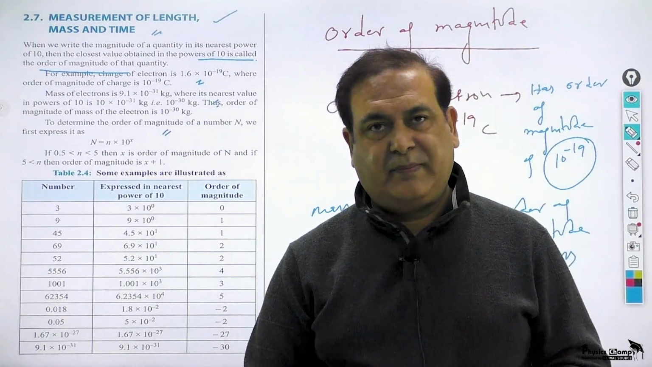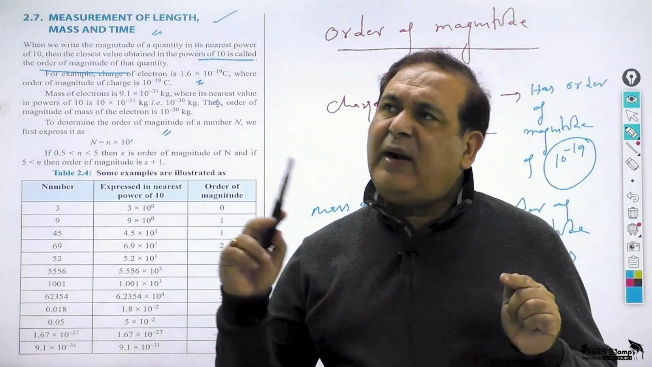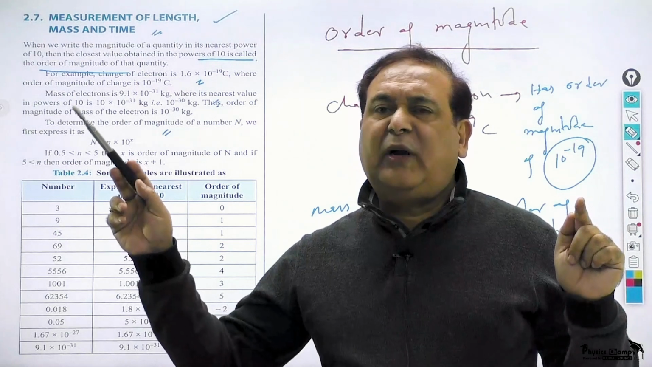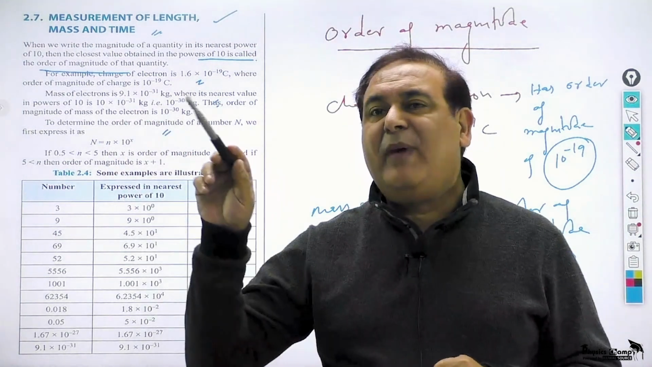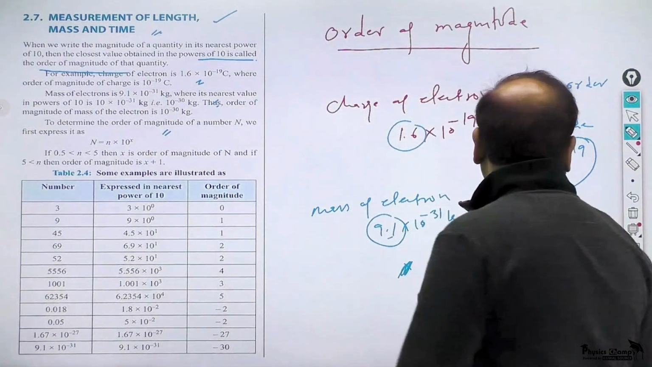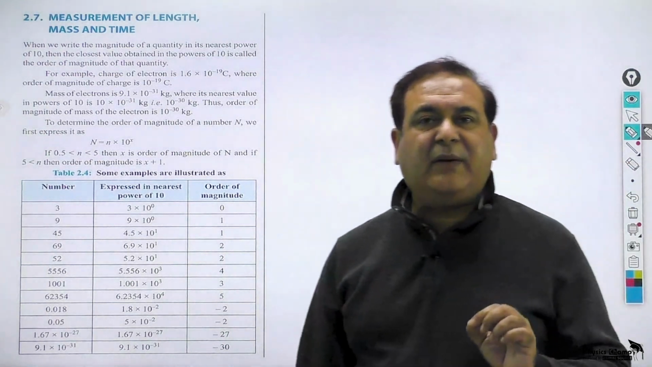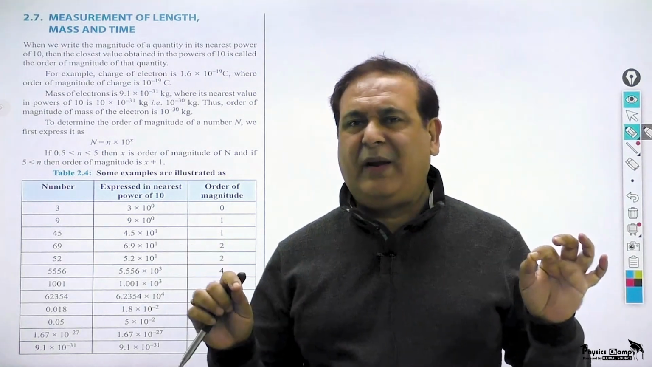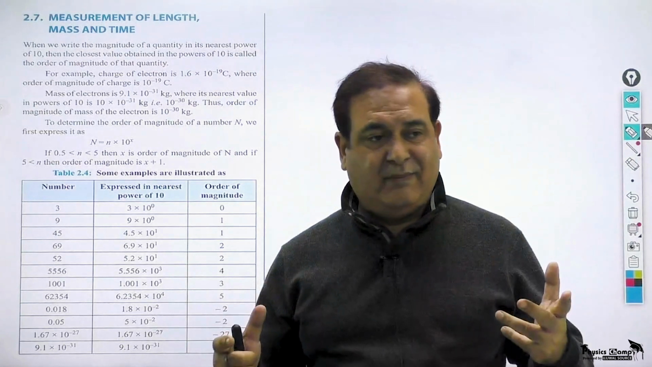For example, if I say the distance between Earth and the Sun is say 1.66 into 10 to the power 11 meter, so the order of magnitude I'll say is 10 to the power 11 meter. So that nearest power of 10 which we are using is in fact giving us a closer idea of that size, of that mass, of that time.